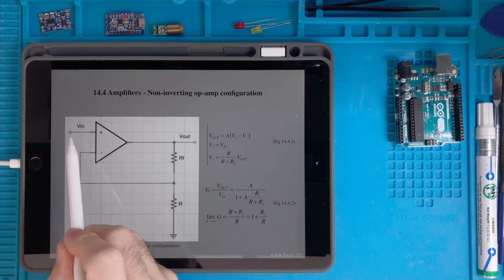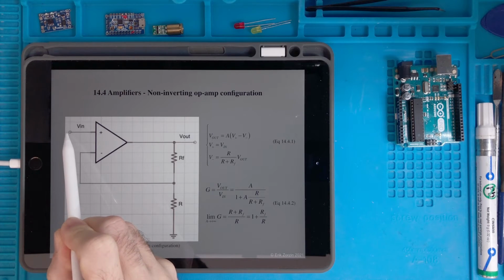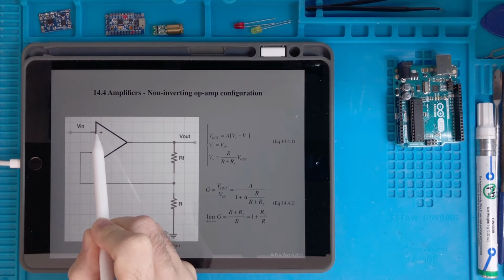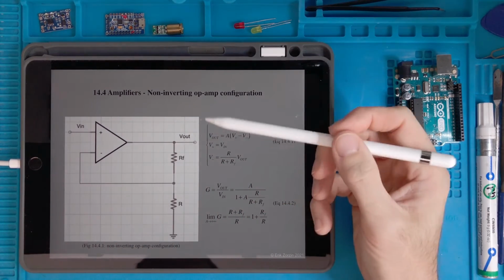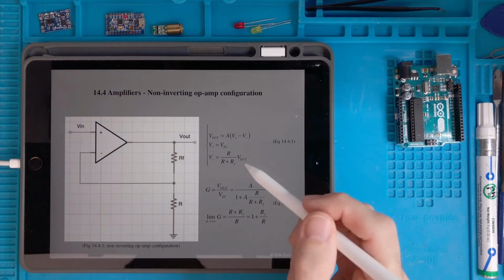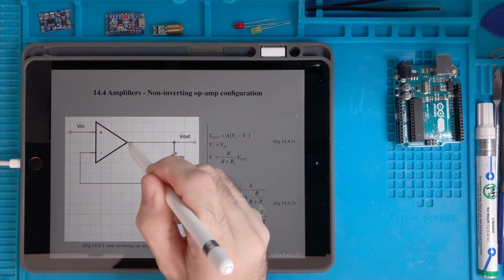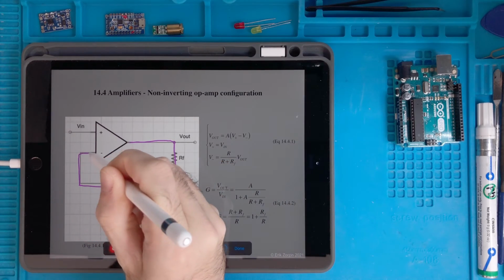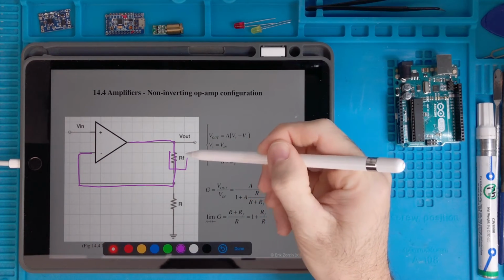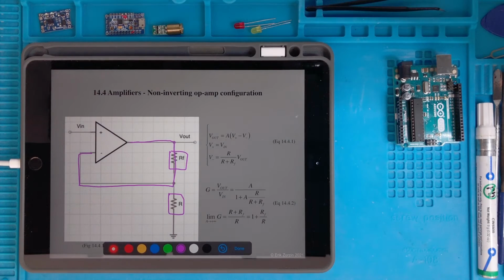We consider an input connected to the plus input, and then we have this connection which is called feedback from the output back to the input through a voltage divider like this.